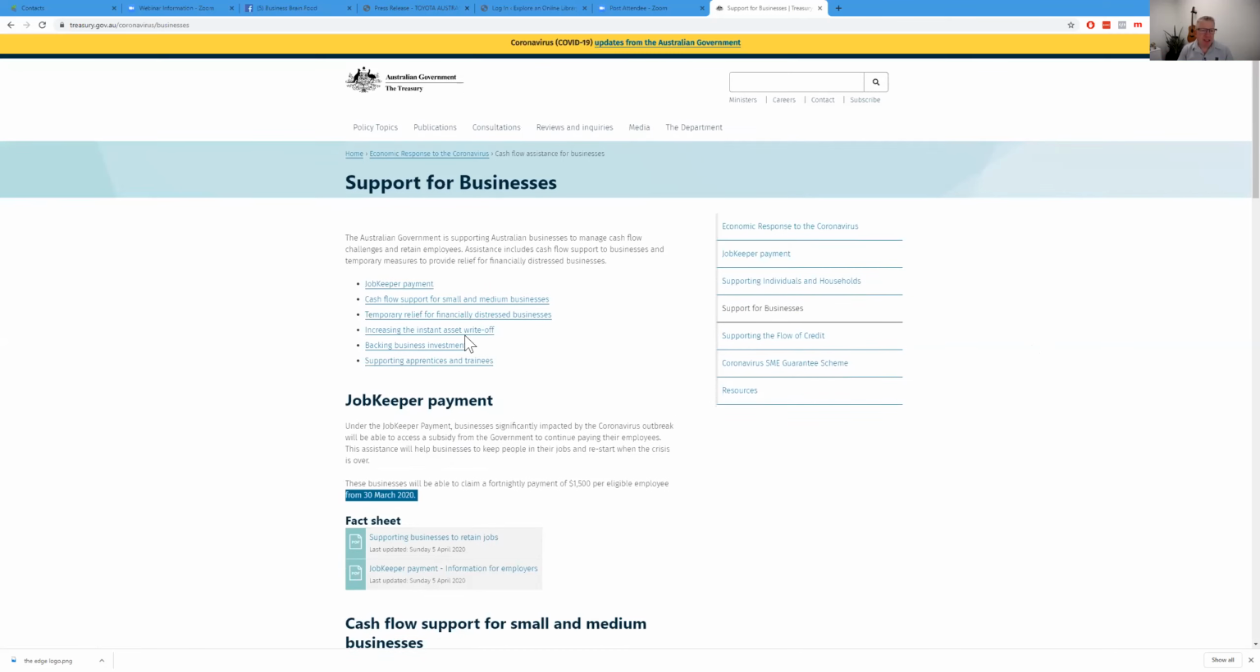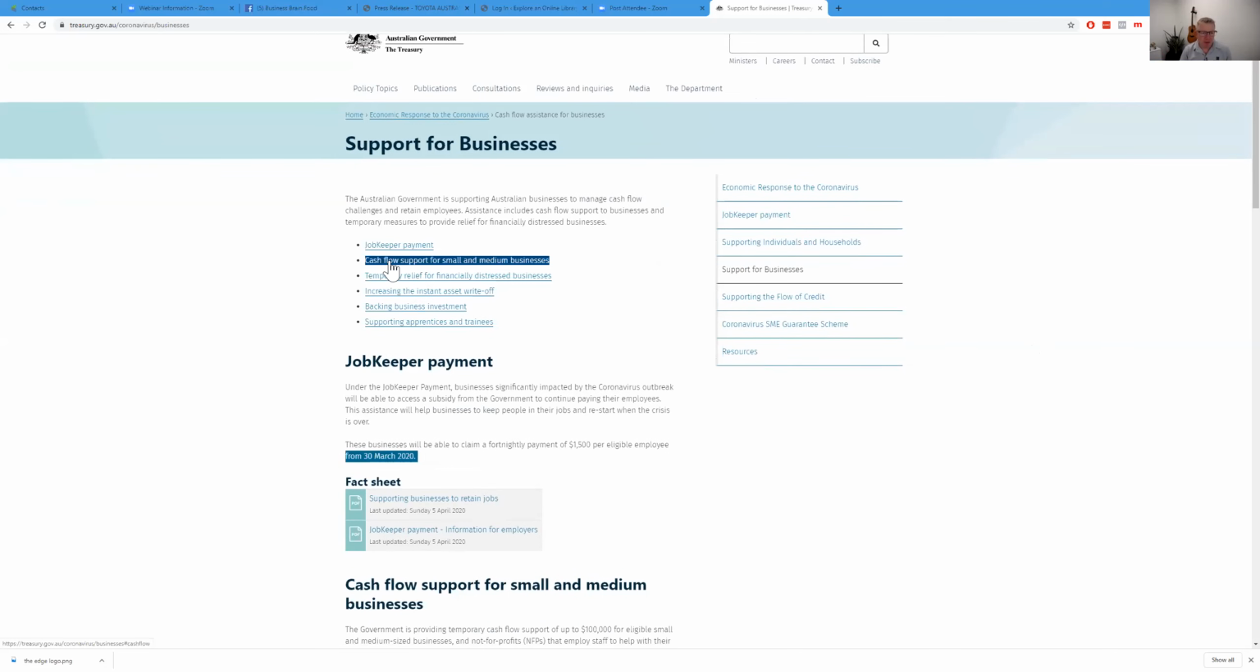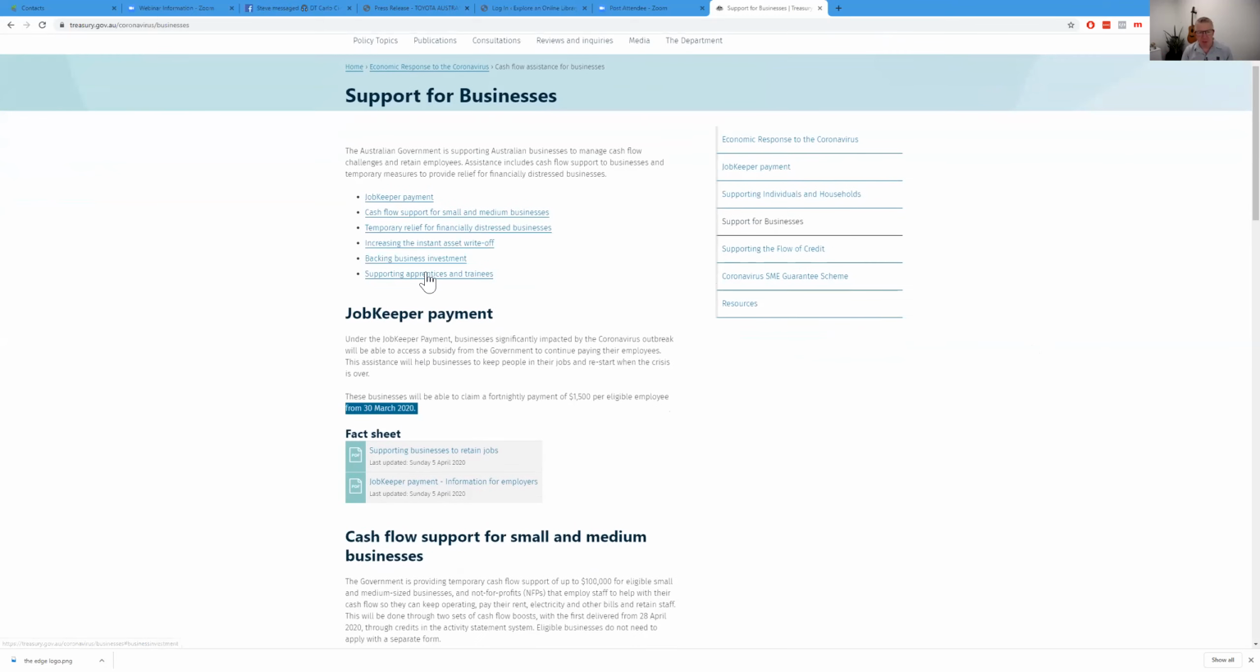But as you can see inside here, there's all the different things that they've announced for the stimulus package. So JobKeeper payment was the latest one, cashflow support, temporary relief, increasing instant asset write-off, backing business investment, supporting apprentices and trainees. And then over here, you can see there's some more information as well. So supporting the flow of credit and the coronavirus SME guarantee scheme. So that's the loan. They're the other things they announced in a separate area.